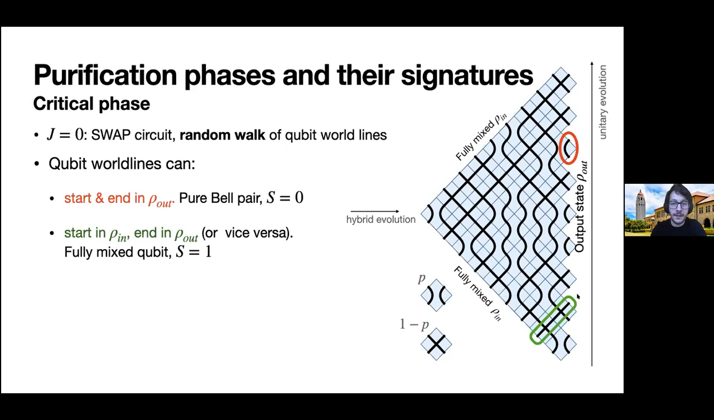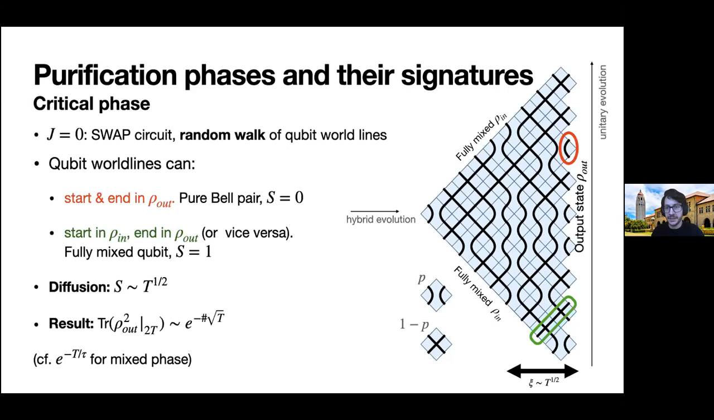So then the entropy calculation becomes a counting of how many word lines you have that make it all the way into the temporal slice where the output state lives. But that's a pretty simple problem, because these word lines are essentially undergoing a random walk. And so these qubits are undergoing diffusion in the horizontal direction. So the only ones that have a shot at making it into the output state are the ones that start within order square root of t of the surface, so that they can diffuse and be part of the output state. So the result of this is that the purity decays stretched exponentially in time.